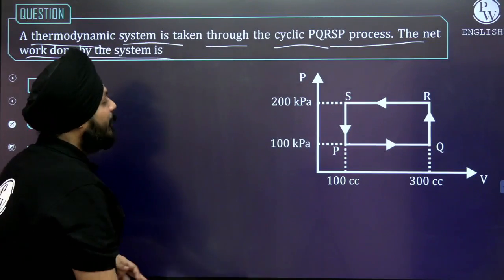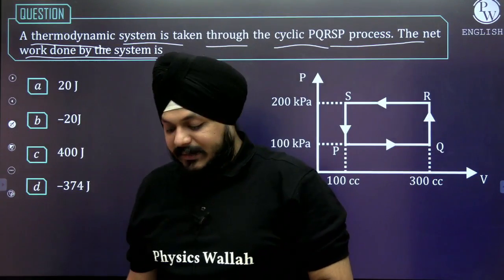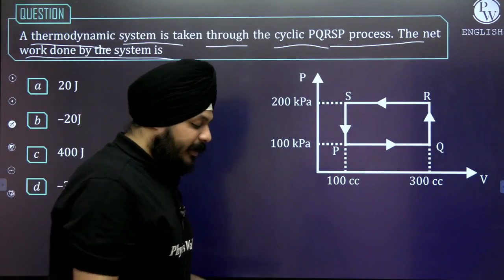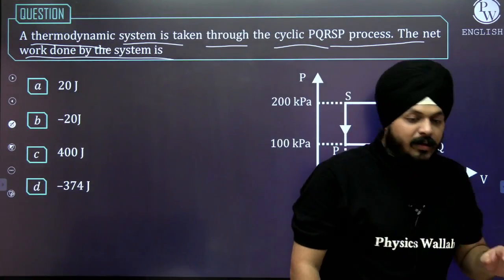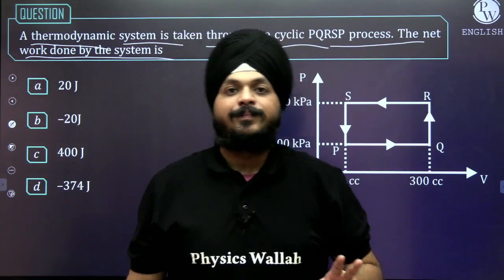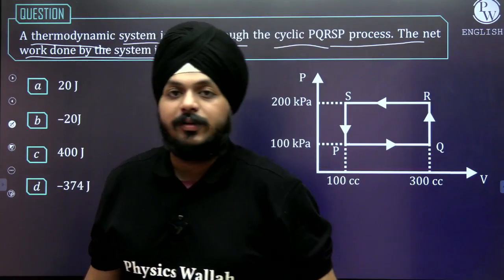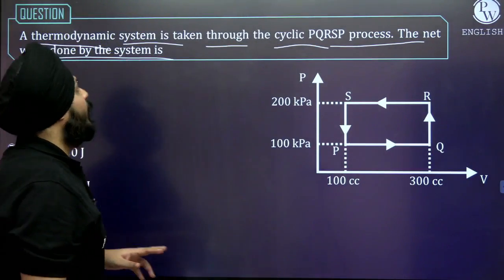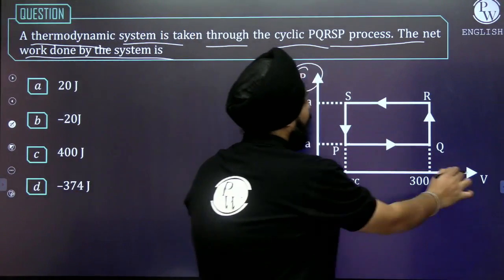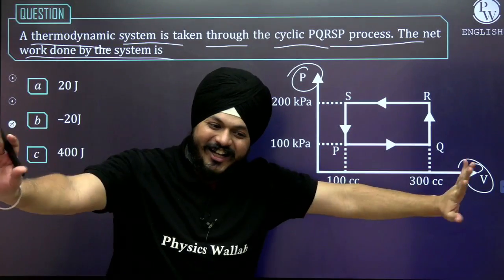See, area under the PV graph shows work done, but this is a cyclic process. In the cyclic process there are some conventions. In between physics and chemistry, there are some conventions that differ. What are those conventions? We are going to see. The thermodynamic system is taken through this. See, it is a PV graph. Our question is solved.